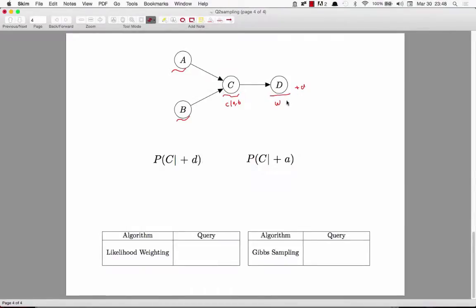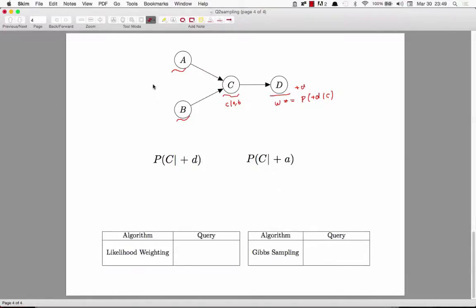So based on the evidence, we assign a sample weight, which is probability of plus D given C. Notice that the sample of C that was generated did not depend at all on D, because we first sampled A, then B, and then C. So the evidence did not come into play when we were sampling C. It was only when we were weighting that sample that the evidence came into account.